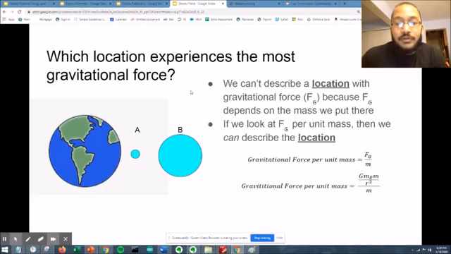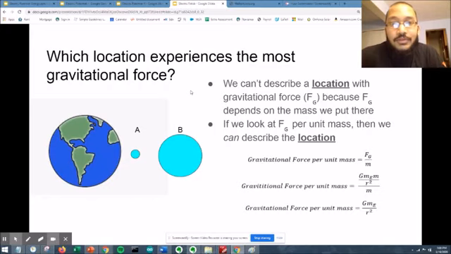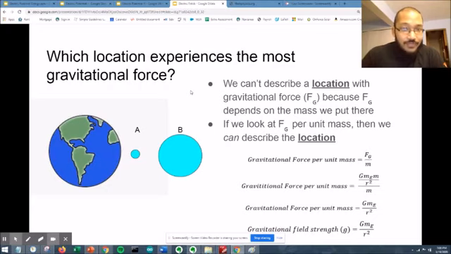G m1 m2 over r squared, where m1, I'm going to call it the mass of the Earth. And what do you get? G m_e over r squared. Does that look familiar? I hope it looks familiar. What is that? That is actually the gravitational field strength, little g. That's what little g describes, the gravitational field strength. It describes the strength of the force of gravity at a certain location, in newtons per kilogram.